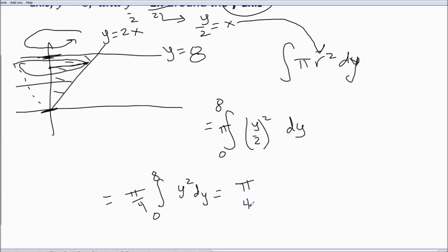I'm going to leave my pi over 4 alone for the moment. I am integrating, so y squared becomes y cubed over 3. And I'm going to plug in a 0, and I'm going to plug in an 8. And actually, when I plug in the 8, that's interesting. 8 cubed is a big number. When I plug in a 0, that's 0, so we don't actually have to bother. So here I go, pi over 4 times 8 cubed over 3, and I'm not going to do mental math on that just yet. I do want to show you a trick to simplify that, though.